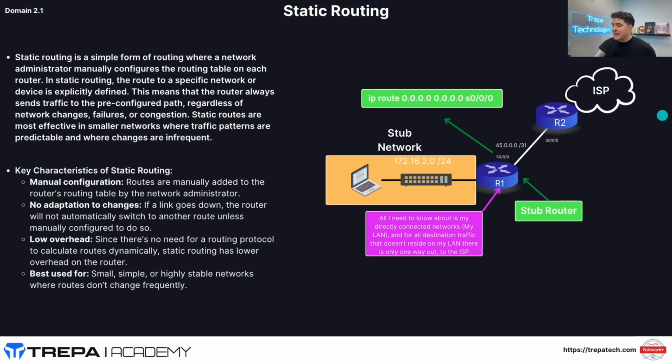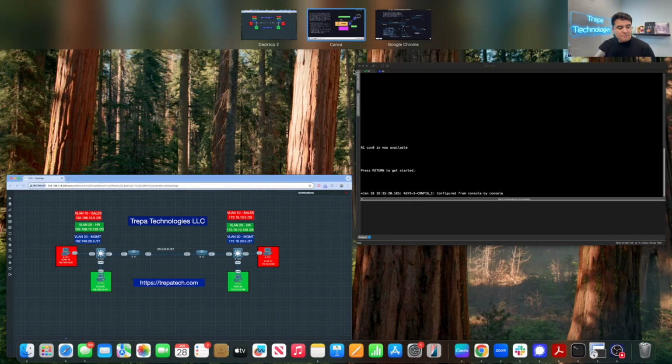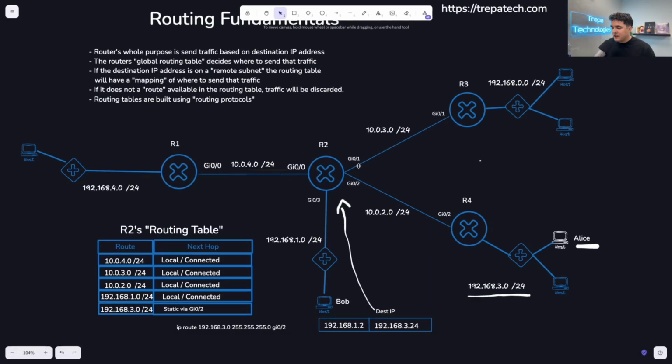As you can see here, we have this stub environment where you can look at R1 as our customer edge router, the router that's connected to the ISP. So really we have one configuration here: send to the ISP. That's it. Luckily, that's an easy configuration for us. We configure a static route called the default route that just says send out to R2. But if I come back to my whiteboard here, this is a lot of manual configuration for R2.